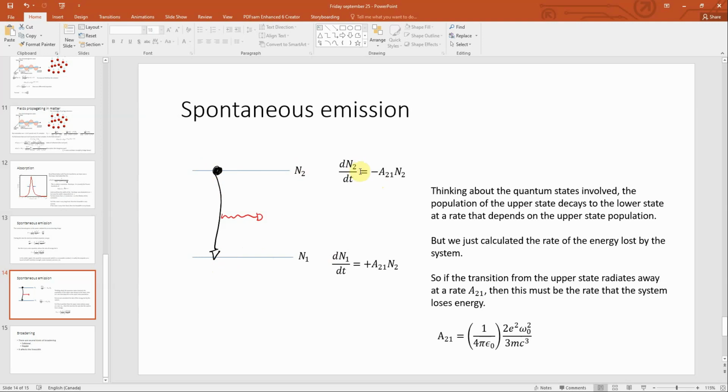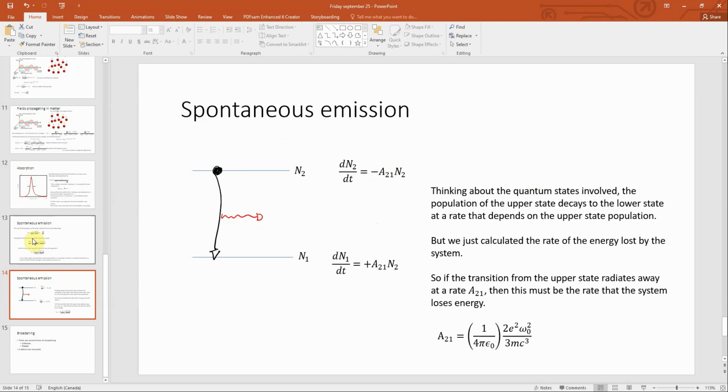So the rate of change of this electron from the upper state down to the lower state is going to depend on the population of that upper state times some decay factor, and we'll call that A21. So how fast it decays from N2 down to N1 will depend on that population, and also this rate of change. This is like thinking about it in a quantum mechanical way.